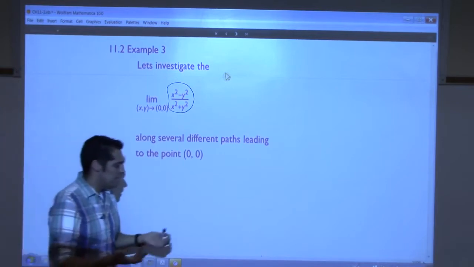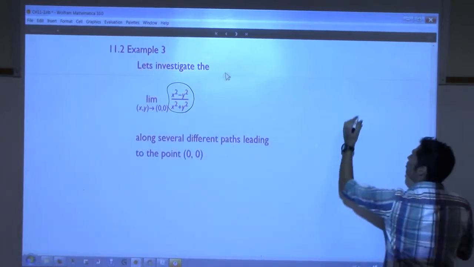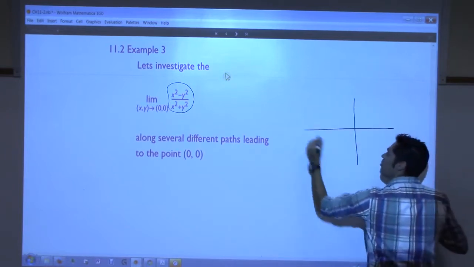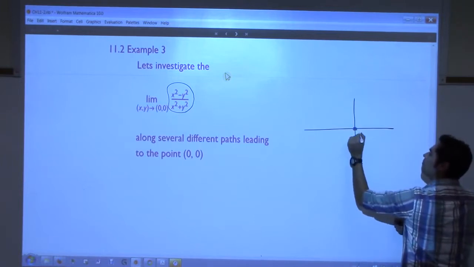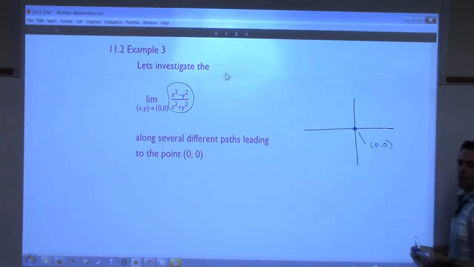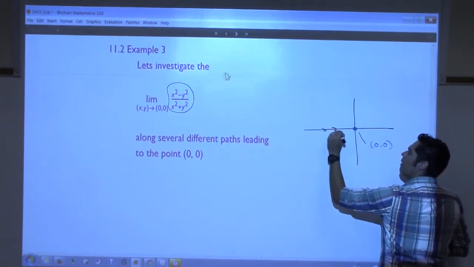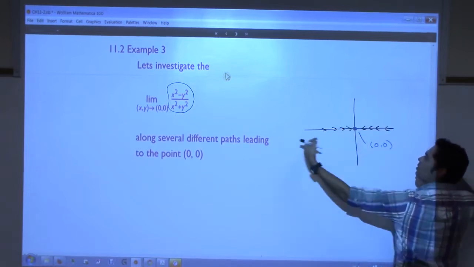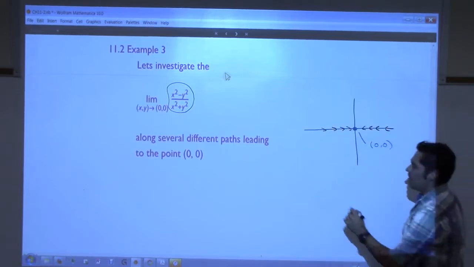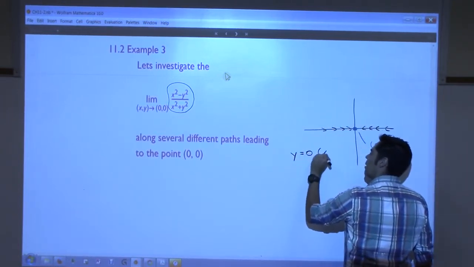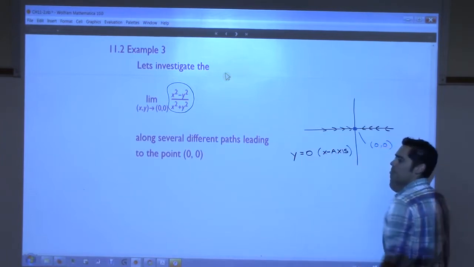So let's try one of the first paths that you'll want to come in on. Remember, I'm in two-dimensional space. What point am I approaching? I'm approaching the point (0, 0), which is right here. And one path we really like is the x-axis, like back in Cal 1. Let's come in along the left and right hand sides like this. Okay, so we're going to come in like this. That's a path, isn't it? And that line that I'm coming in on is actually the line y equals 0, right? Which is the x-axis, right?